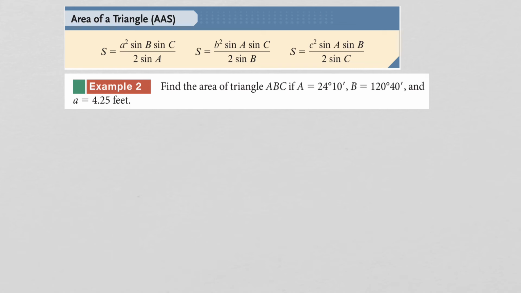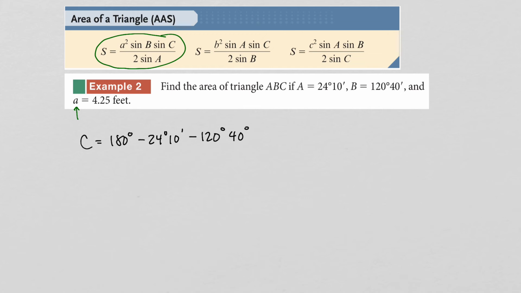All right, so for our second example, it says to find the area of a triangle if we know that angle A is 24 degrees and 10 minutes, angle B is 120 degrees and 40 minutes, and side A is 4.25 feet. So because they gave us side A, we know that we are going to be using this formula. And in order to use this formula, we need to find angle C. We know angle C will be 180 minus angle A minus angle B.